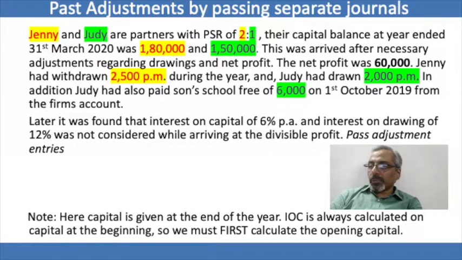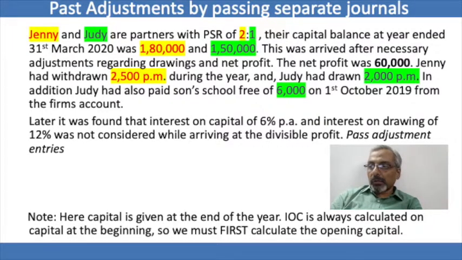The net profit was 60,000. Jenny had withdrawn 2,500 per month during the year and Judy had withdrawn 2,000 per month. In addition, Judy had also paid his son's school fee of 6,000 on 1st October 2019 from the firm's account. So these two amounts, that is the drawings made by Judy, 2,000 rupees per month, that is 24,000, and 6,000, which was actually paid as the son's fee, that is 30,000 together, will be taken into consideration as his drawings. So the total drawing of Judy would be 30,000.